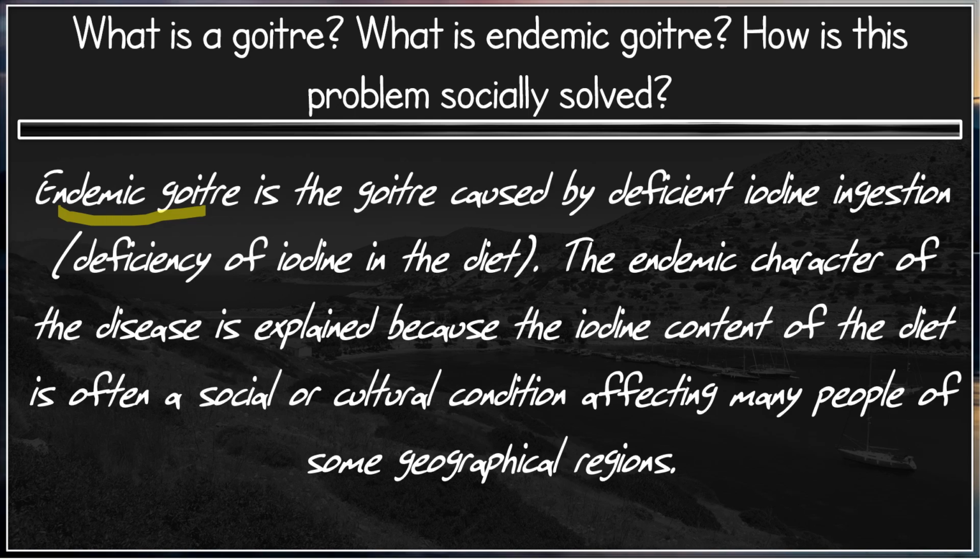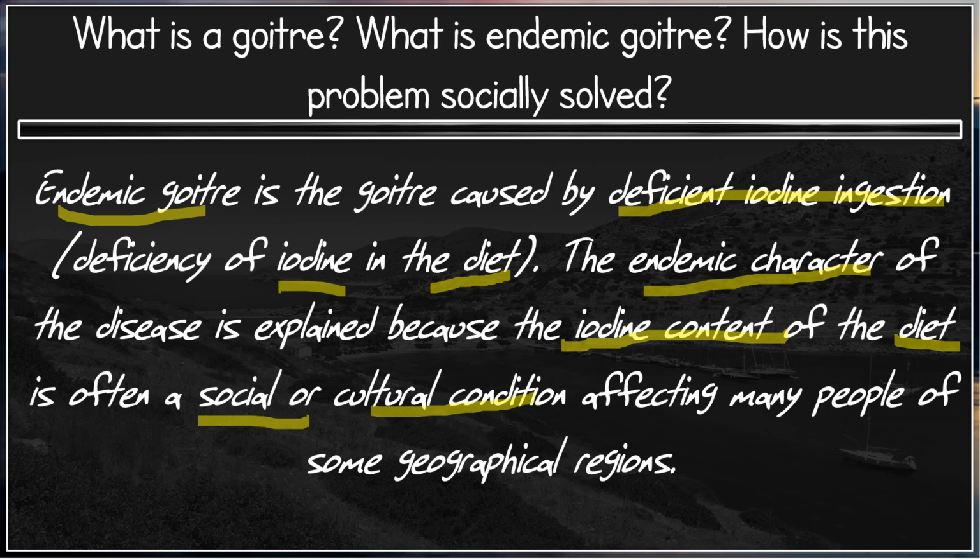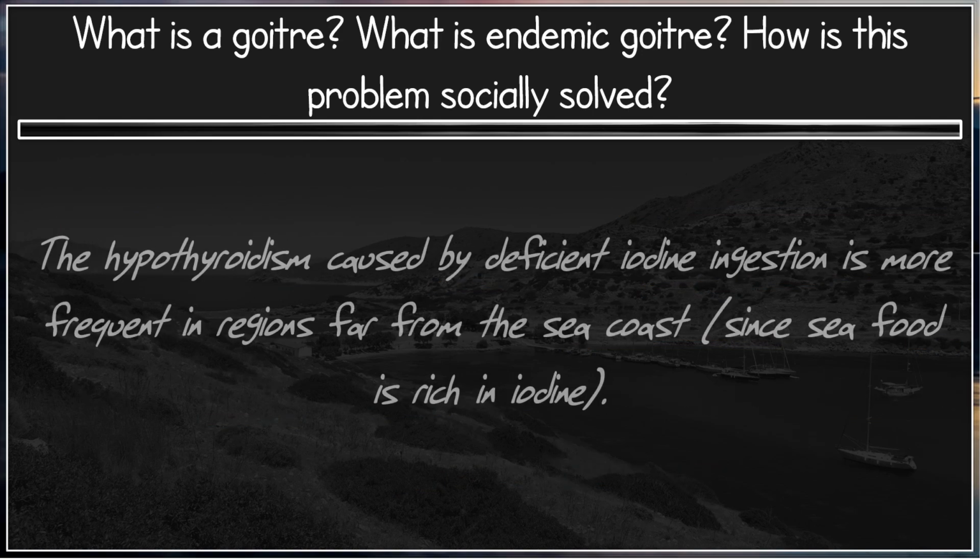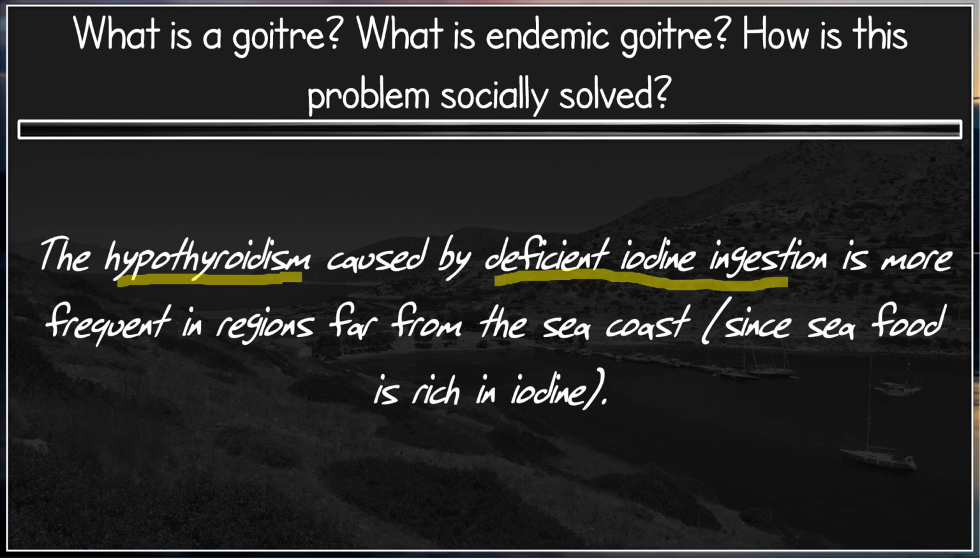Endemic goiter is the goiter caused by deficiency of iodine ingestion, deficiency of iodine in the diet. The endemic character of the disease is explained because the iodine content of the diet is often a social or cultural condition affecting many people of the same geographical region. The hypothyroidism caused by deficient iodine ingestion is more frequent in regions far from the sea coast, since seafood is rich in iodine.